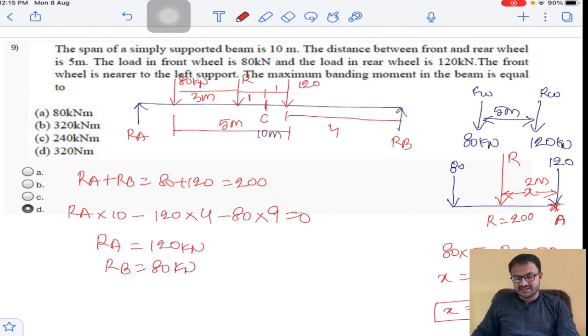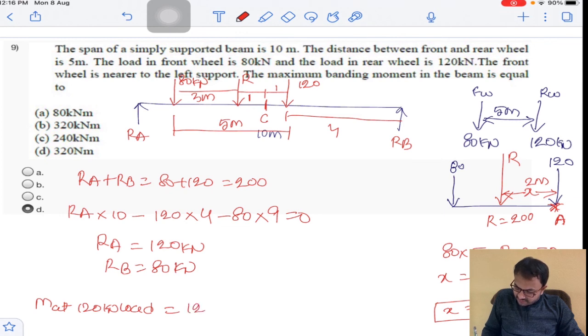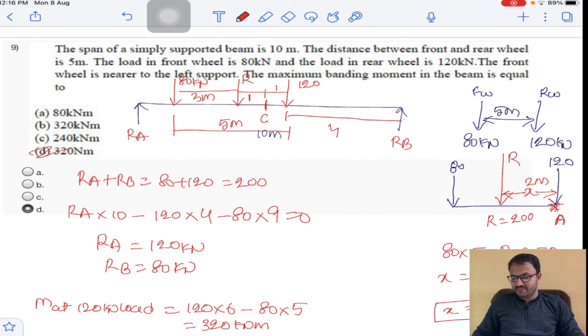Clear? In this case, placing of the load and resultant load is the most important to get maximum bending moment. We get maximum bending moment at the 120 kilonewton load, because out of the given two loads, 80 kilonewton and 120 kilonewton, 120 kilonewton is the maximum load. Whenever the maximum load is given, we need to place that maximum load and the resultant at equal distance from the center. So bending moment at 120 kilonewton load is RA into 5 plus 1, it is 6, that is 120 into 6 minus 80 into 3 plus 2, it is 5. You will get 320 kilonewton meter. So maximum bending moment will be equal to 320 kilonewton meter for the given loading condition.